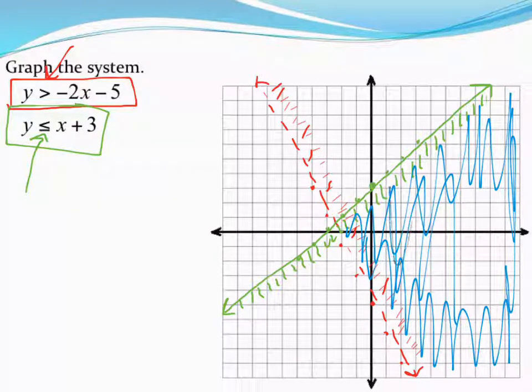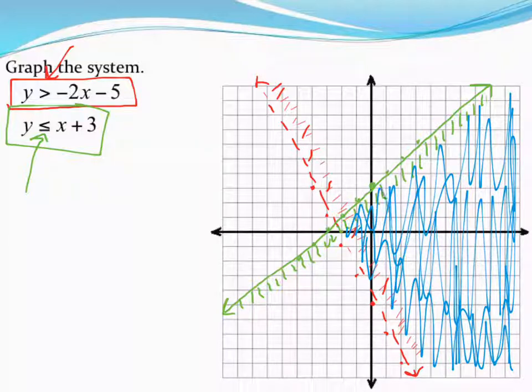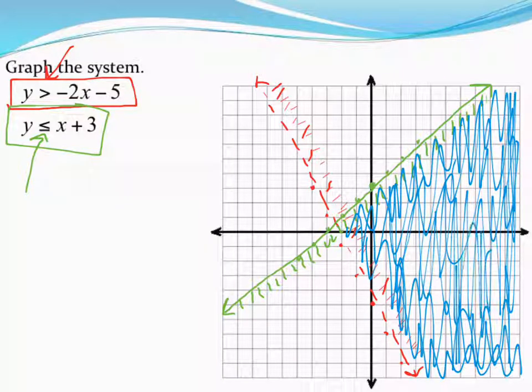So make that really obvious. Sometimes people just scribble these and I can't tell where their answers are at. So shade that entire section very dark, make it very obvious that that's where your answer is. Any point we pick in that shaded section would work in both inequalities at the same time.